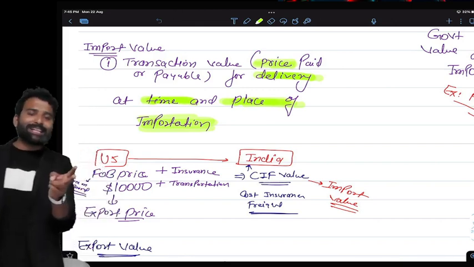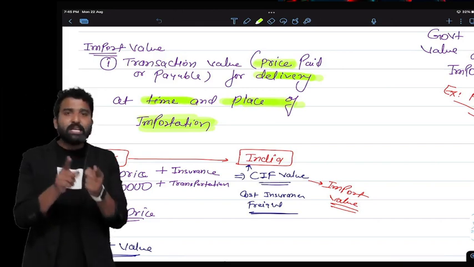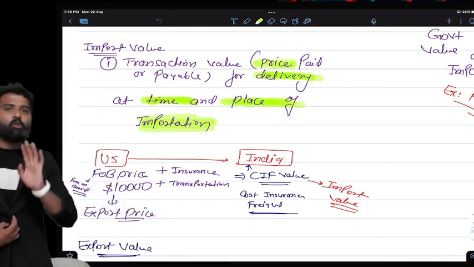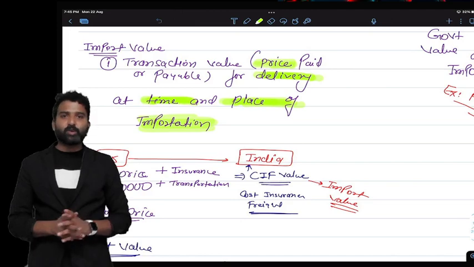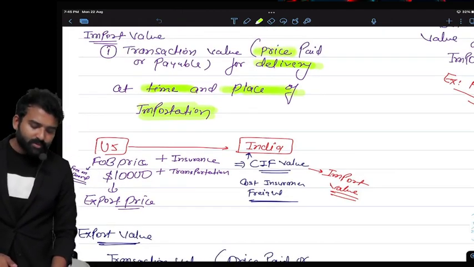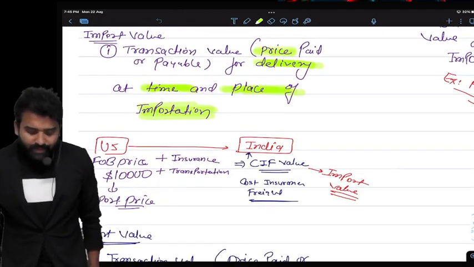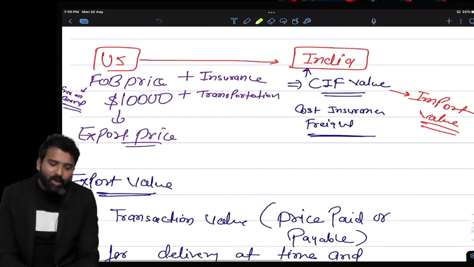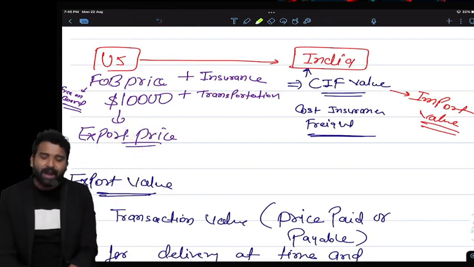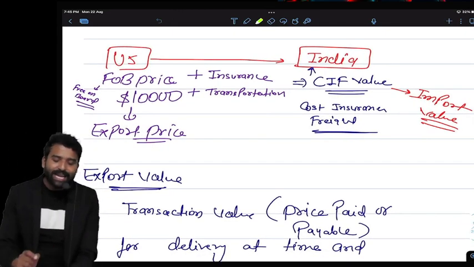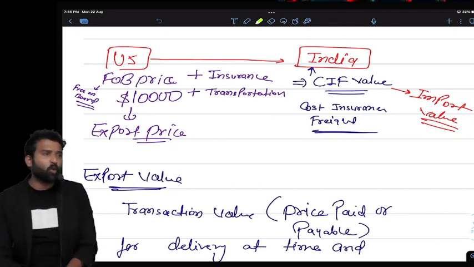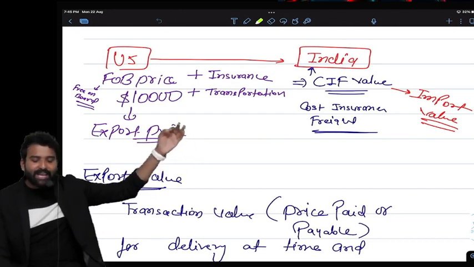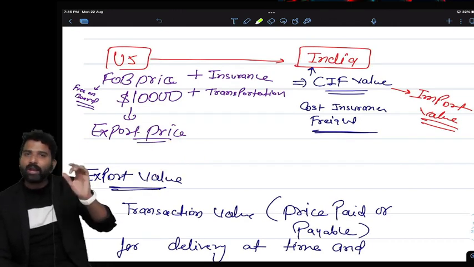So now the question arises, in case of import, sir, what should be the value for the purpose of calculation of custom duty? In case of export, what should be the value for the purpose of calculation of custom duty? First, we will talk about the import. Like, I have imported some goods from US to India. Now the price I have paid in US for buying the goods is called FOB price. That is $10,000. It is called free on board price. The price for the export country. So in the export country, I have paid $10,000. That is called FOB price.